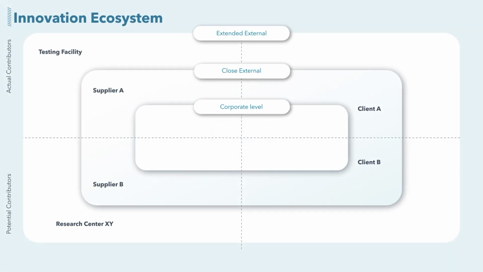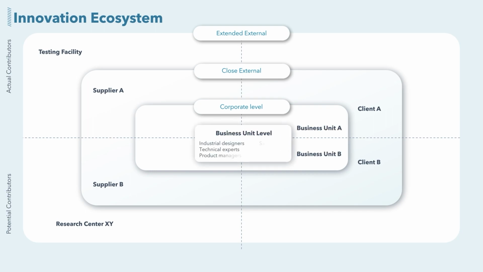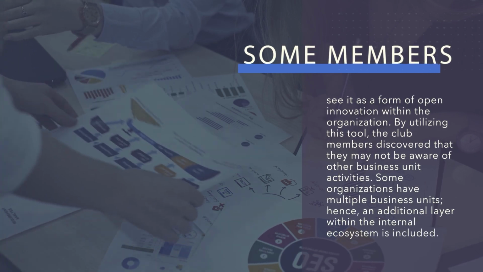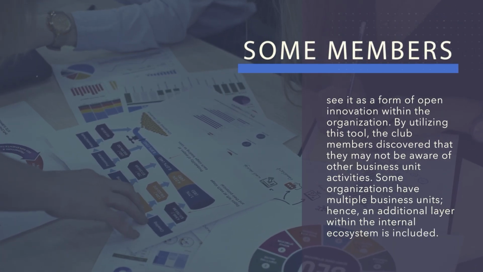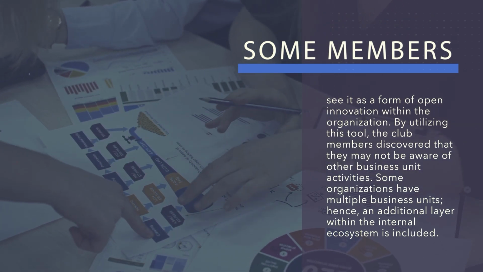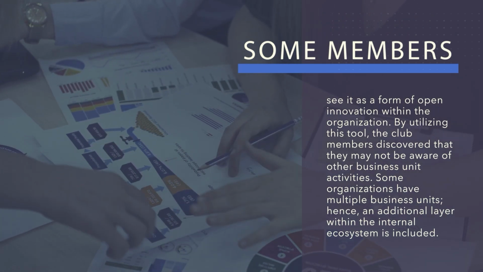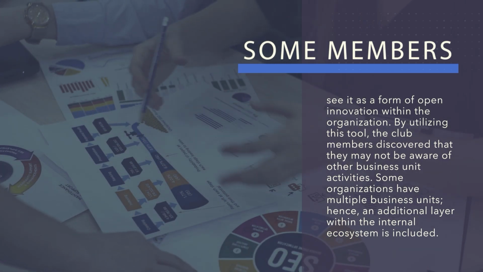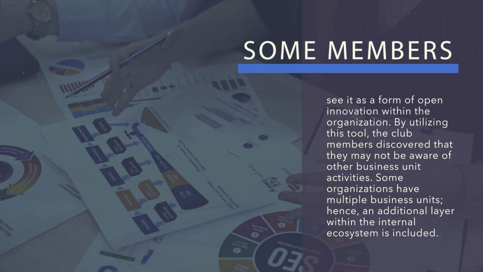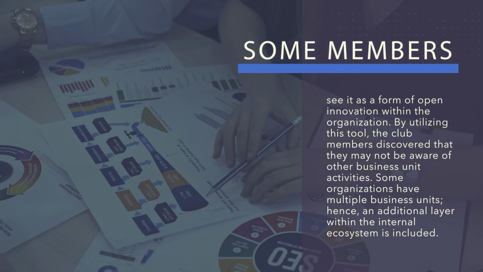Some club members realize they should also consider other business units in their innovation ecosystem. Some may call this external, however, it is recommended to consider them as internal. Some members see it as a form of open innovation within the organization. By utilizing this tool, the club members discovered that they may not be aware of other business unit activities. Some organizations have multiple business units, hence an additional layer within the internal ecosystem is included.